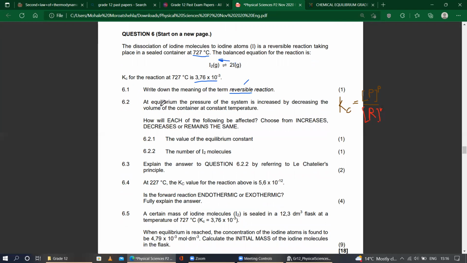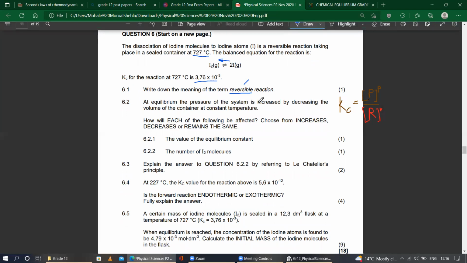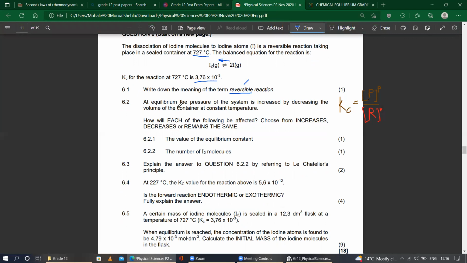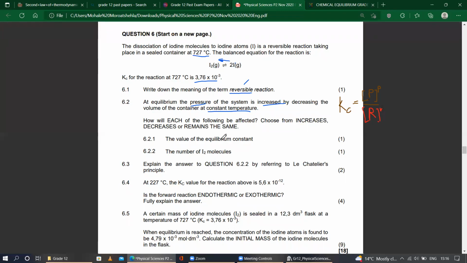Then they say at equilibrium, the pressure of the system is increased by decreasing the volume of the container, but the temperature is kept constant. So we know that pressure is increased. They asked us how each of the following will be affected: increase, decrease, or remains the same. First, the equilibrium constant.